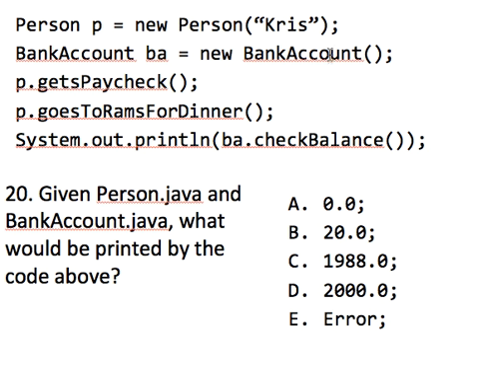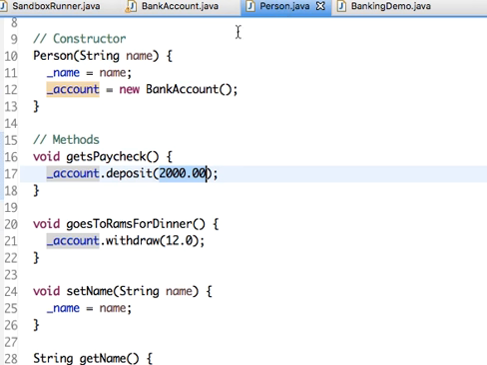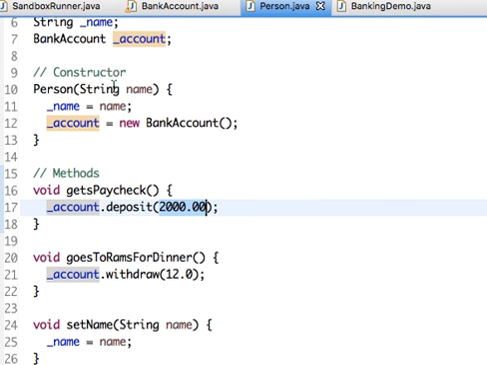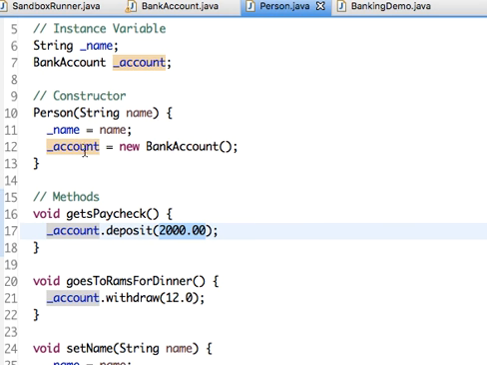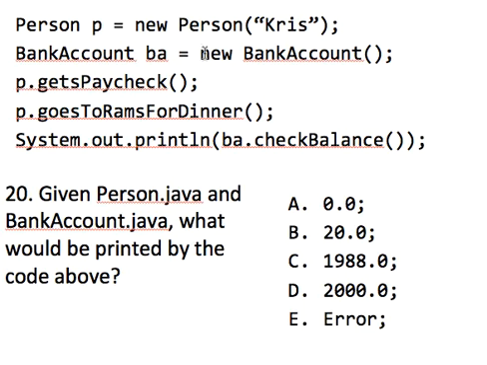But the key thing that's happening here is we're saying bank account is a new bank account. It refers to a very different bank account than person's bank account. So person, Chris, has its own bank account instance that was constructed. Let me hop over to it. When we went to construct me, the person, I got a new bank account, and that's what lives in my instance variable account. But now we're saying that BA is a new bank account as well.